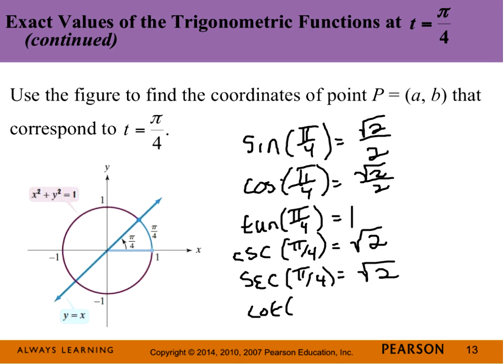Square root of 2 and the cotangent is 1.